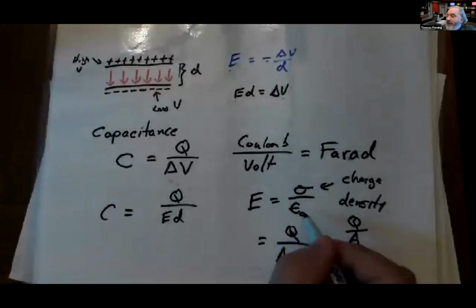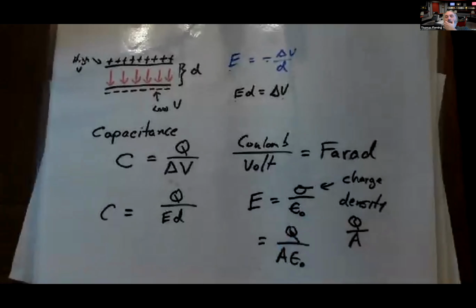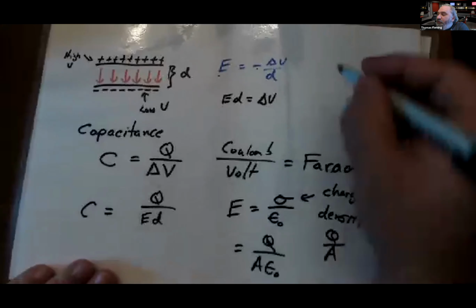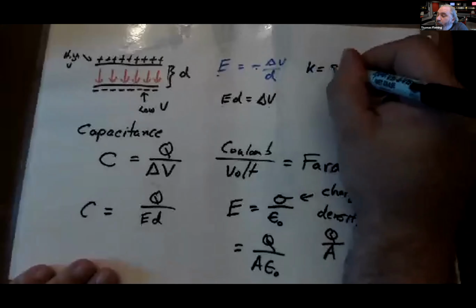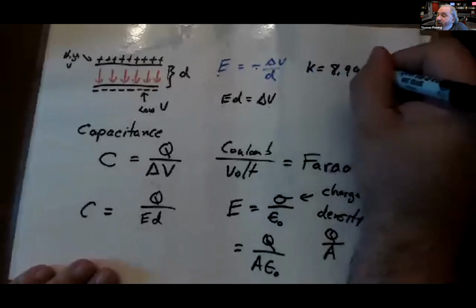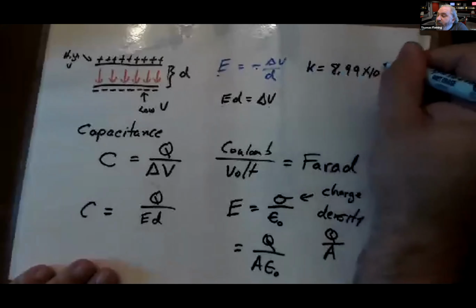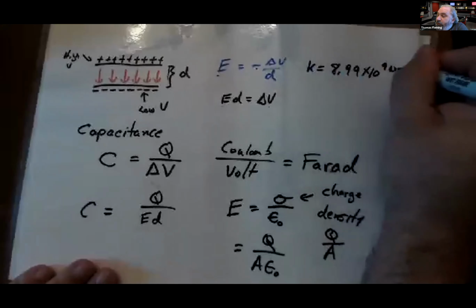Now, what the heck is this epsilon naught? Well, in a way, we sort of already know it. We've seen it in a different form. If you recall, all of our point charge equations had this Coulomb constant K. And K was equal to a really big number, 8.99 times 10 to the 9th Newton meters squared per Coulomb squared.